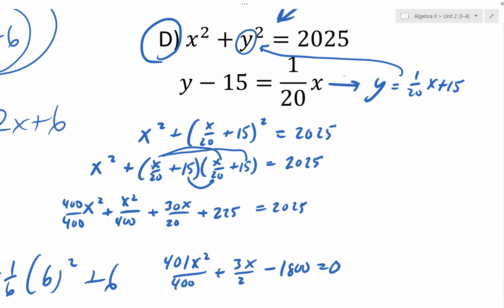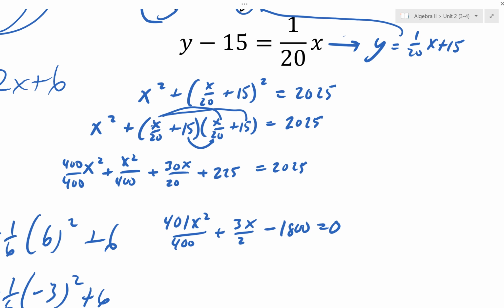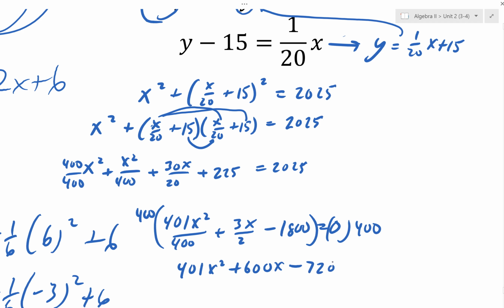equals 0. Now one thing you can do to make this a whole lot easier is get rid of all the fractions. So if I multiply everything by 400, I'll have no more fractions. And so then that's going to be 401x squared plus 600x minus 720,000 equals 0.